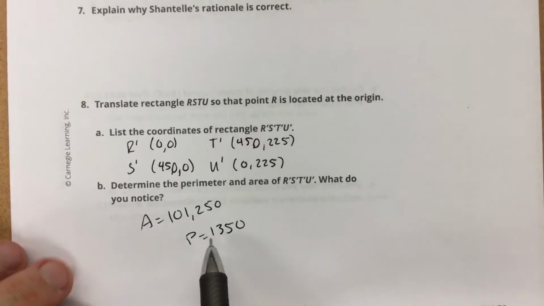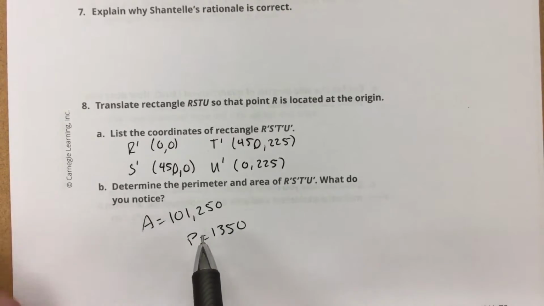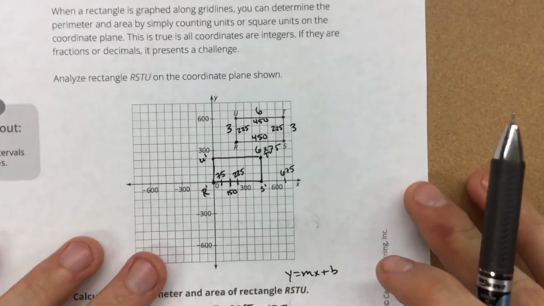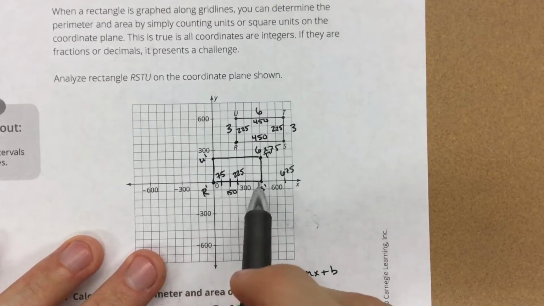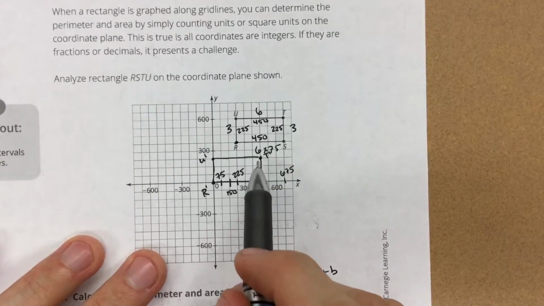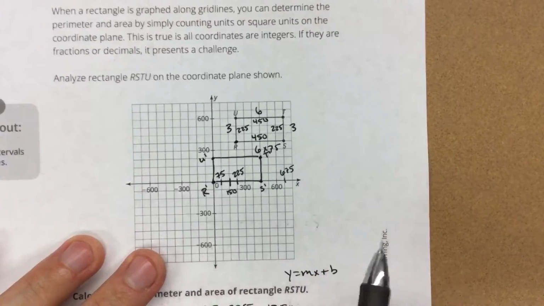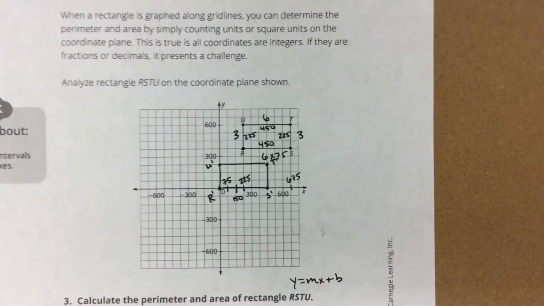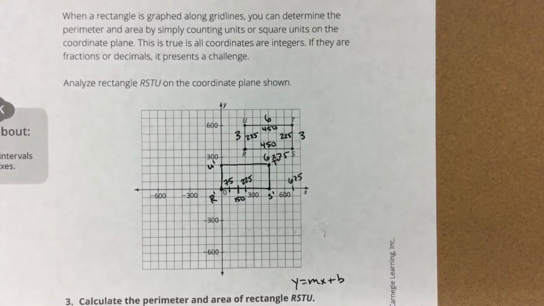The only way that you wouldn't get these two numbers to match is if you messed up somehow on your translation. So maybe, instead of going 6 units, you went 7 units. Instead of going 3 units, maybe you went 4 units. The only way that you would have that different from what you had originally is if you messed up your translation somehow, which hopefully you did not.